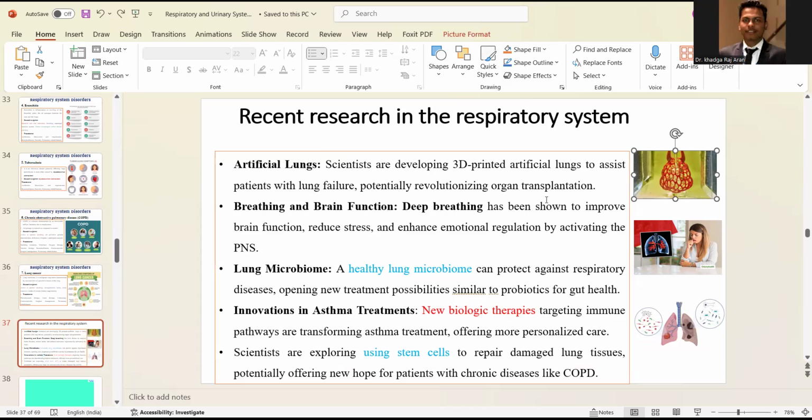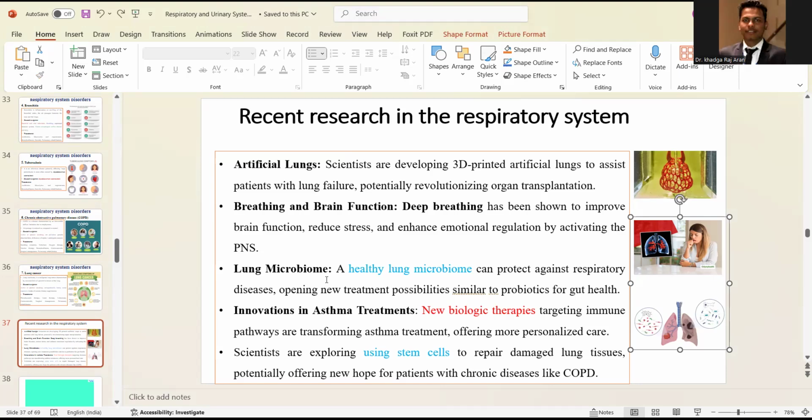Next is breathing and brain function. Deep breathing also improves brain function, which reduces stress and emotional strain, and that can help pulmonary function also. Recent research has found that probiotics are beneficial for gut health, and likewise probiotics for the lungs. We can also use some microorganisms so that they can protect the respiratory system.